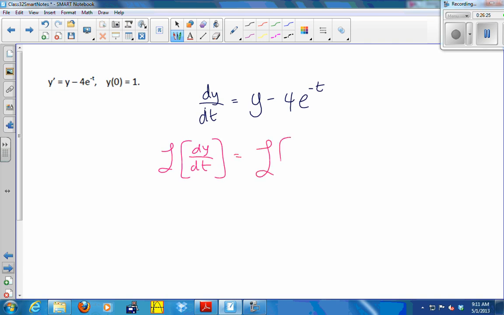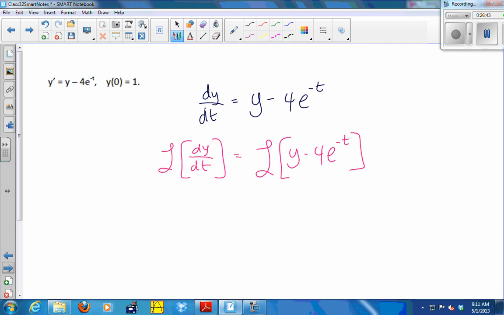Equals the... Yes, we can solve this without a Laplace transform. But we're going to see that this is really nice and quick using the Laplace.